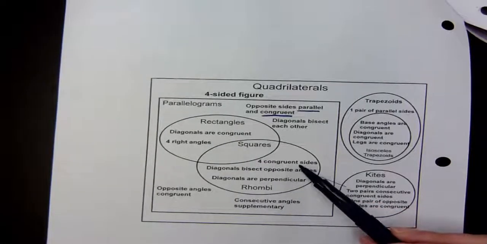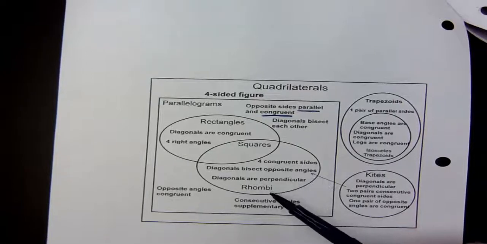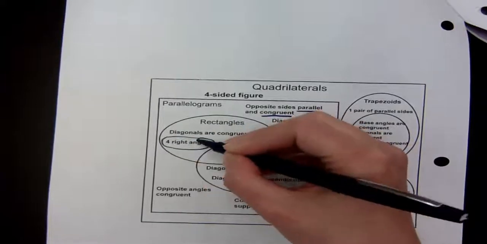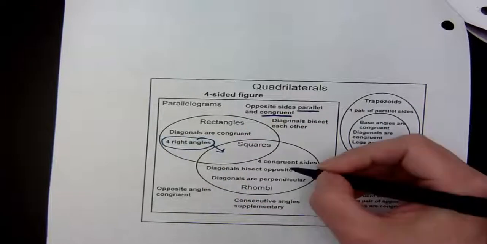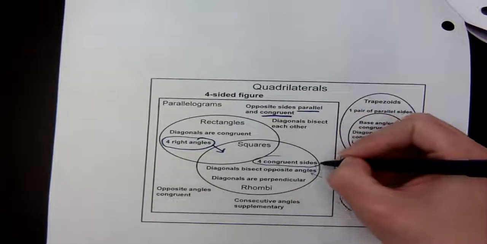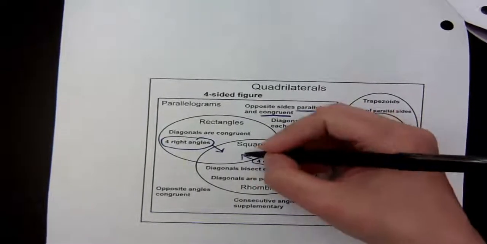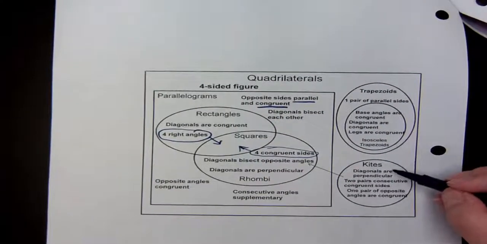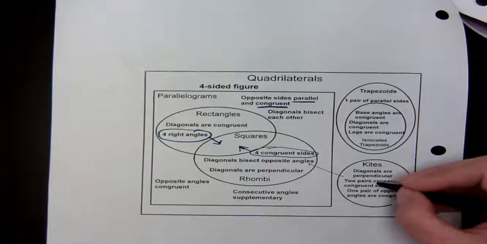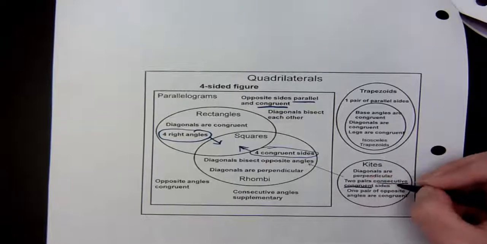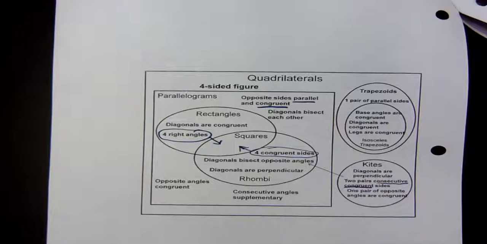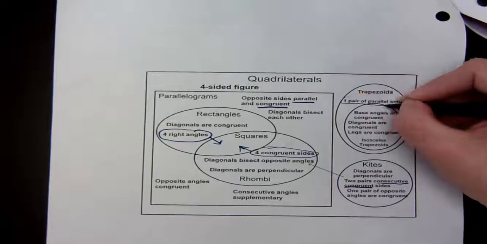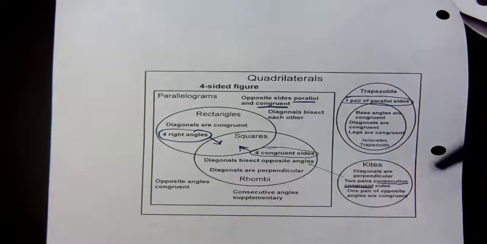Squares have the 4 congruent sides, and so do rhombi. Squares are the joint of all the properties of rectangles and all the properties of the rhombi. And then kites are where we have the consecutive congruent sides. Kites are technically also a type of rhombi. And trapezoids have only 1 pair of parallel sides. So this gives you the diagram if you like it this way.